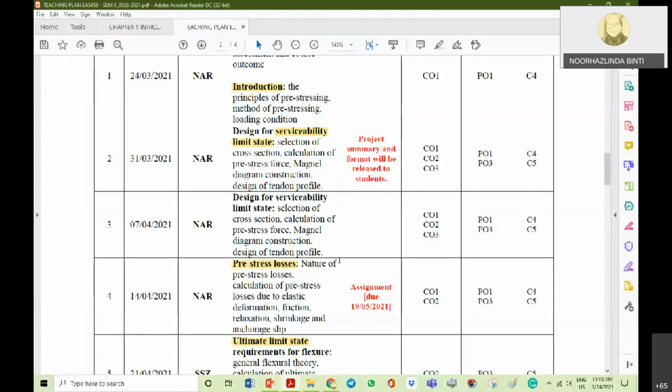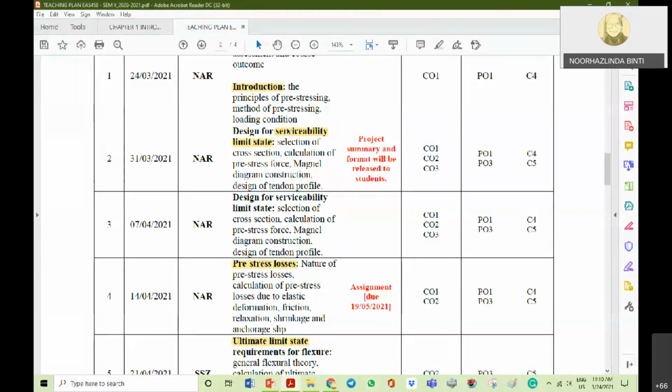If I'm not mistaken, we will check again later. Serviceability will be covered under the exam. Assignment, the other 2 topics. There are 3 topics covered by myself: introduction, serviceability limit state design, and also losses. So the assignment will cover introduction and also pre-stress losses. Meanwhile, the SLS design is only assessed in the final exam and also the project.